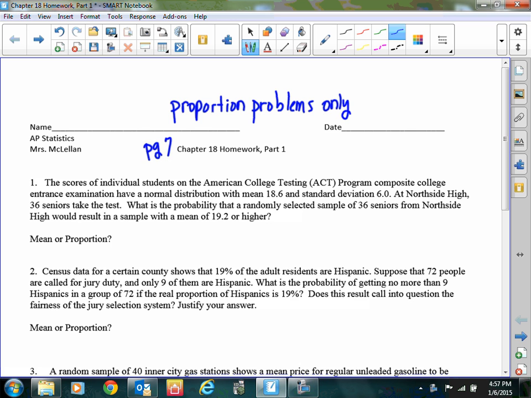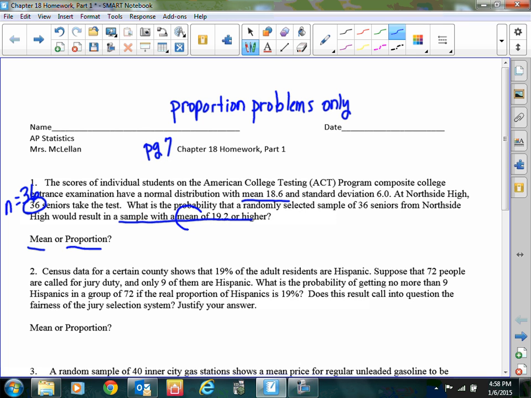All right. So what we first need to do is read a problem and determine if it is a mean or if it is a proportion. So when we read number 1, it says the scores of individual students on the American College Testing Program, so ACT, college entrance examination have a normal distribution with a mean of 18.6 and a standard deviation of 6. At Northside High School, 36 seniors take the test. So see, this would be giving us the size of our sample. Then it says, what is the probability that a randomly selected sample of 36 seniors from Northside High would result in a sample mean of 19.2 or higher?